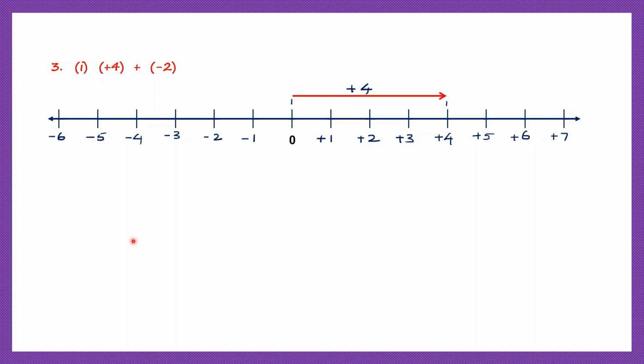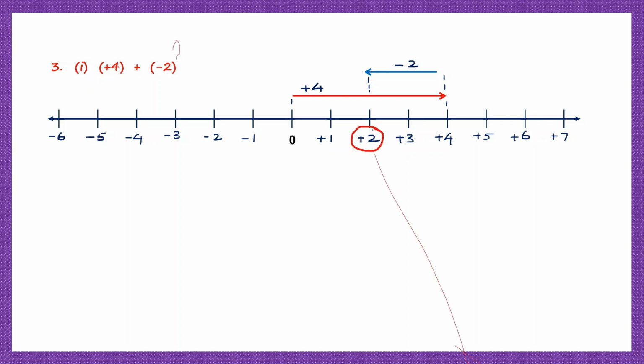Now let's look at the second integer, it is minus 2. So wherever we stopped, from there we have to move 2 places to the left because the sign is minus. So we are starting from 4, and we're going to move 2 places to the left. So this is minus 2. And what have we reached? We have reached plus 2 here, isn't it? So that means plus 2 is our answer.